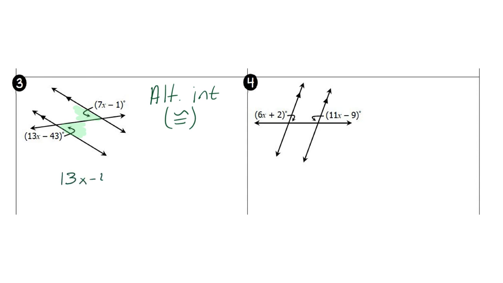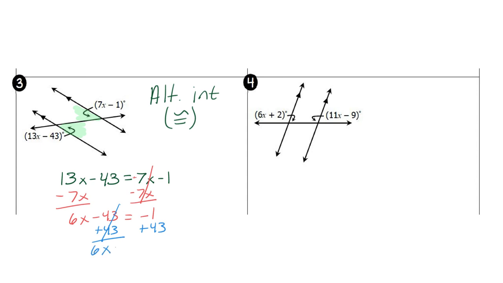So 13x minus 43 equals 7x minus 1. Now I work to get my variable terms to one side and my constants to the other, and then solve for x. So remember, this is plus 7x, so I'm going to subtract 7x from this side, and subtract 7x here. That will cancel out, leaving me just negative 1 equals 6x minus 43. Now I have minus 43. I want to add 43 to both sides of the equation. That will cancel that out, leaving me just 6x equals 42. And now I need to go ahead and get x by itself. So in order to get x by itself, I have to divide both sides by 6, leaving me just x, and x equals 7.